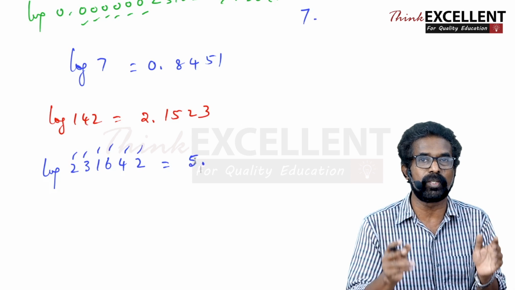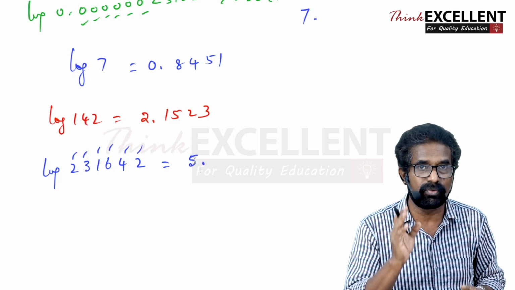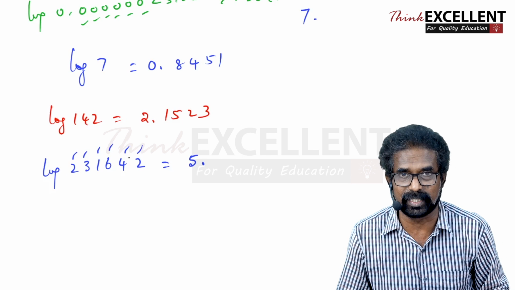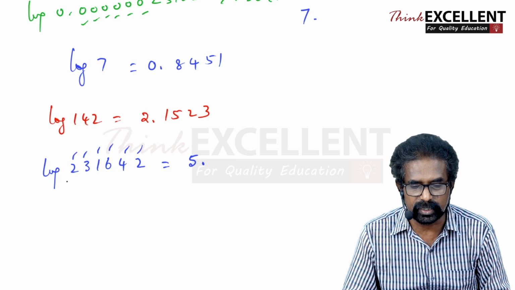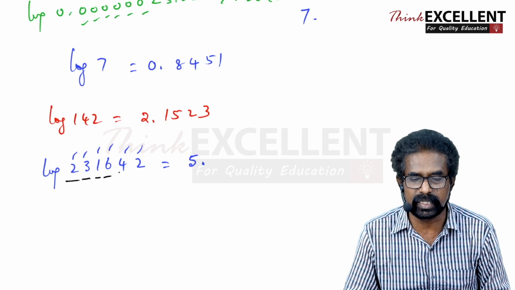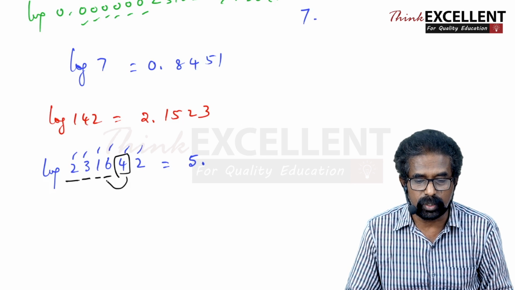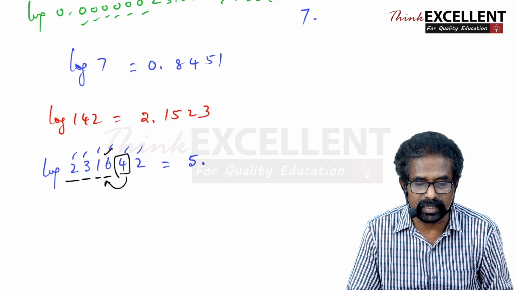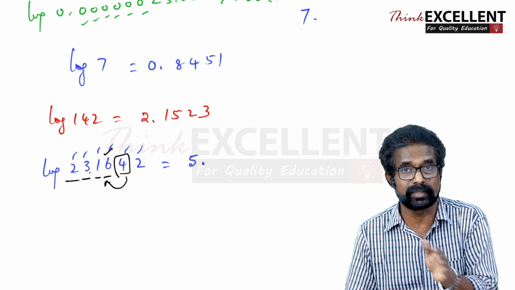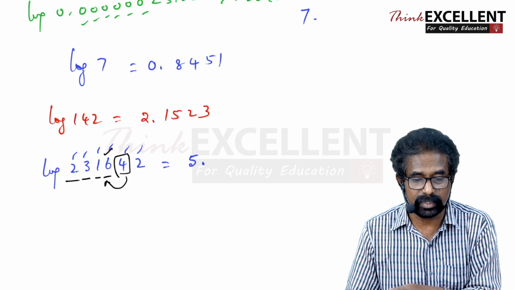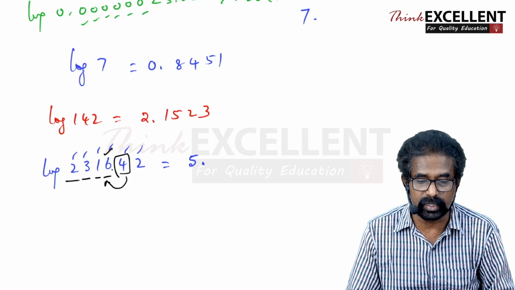Using the logarithm table, you can find only for 4 digits, right? So you have to round it. You can't find the log of the whole thing. You see the fifth number: if it is 5 or more, add 1 to the previous digit. You may consider this number as 7, so 2317. But now it is 4, less than 5, so leave that. You see 2316.